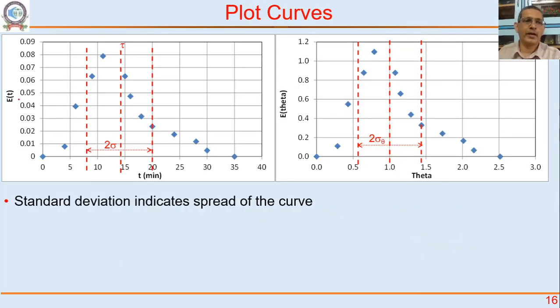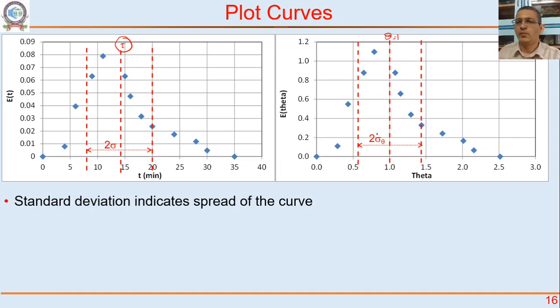Okay, this is how it will look like. E(t) versus t. These blue points are how your data will look like. If you plot the mean, the mean is tau, 13.9. If you plot 2 sigma, it will be like this: plus sigma, minus sigma, plus sigma. In terms of dimensionless numbers, if you want to plot E theta versus theta, this will be theta equal to 1. That is our tau, theta equal to 1.